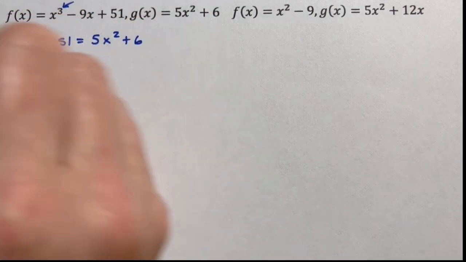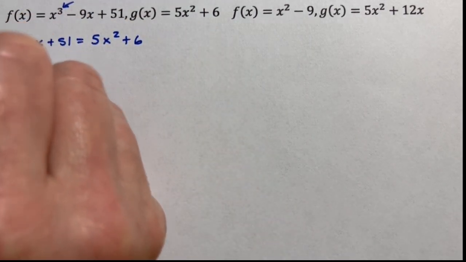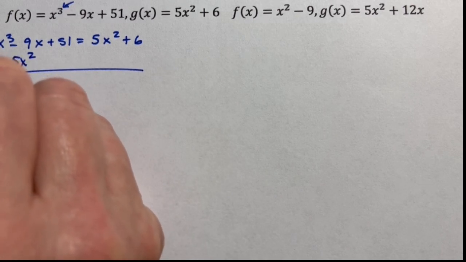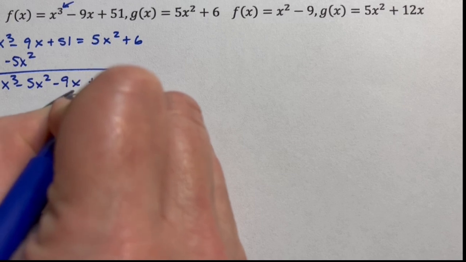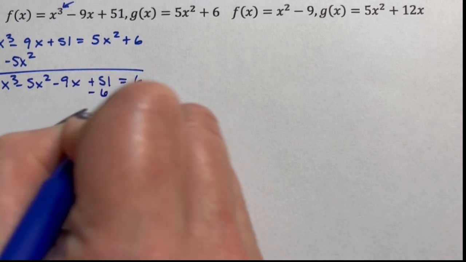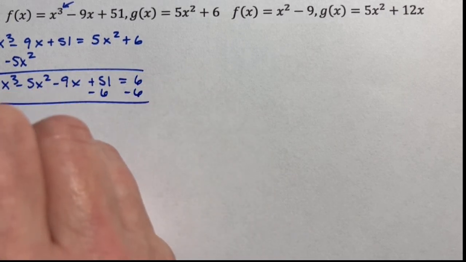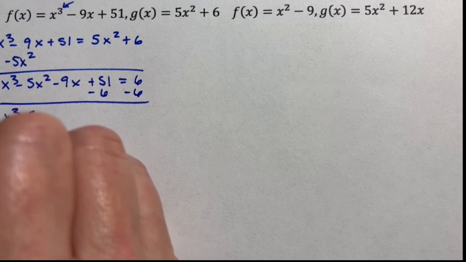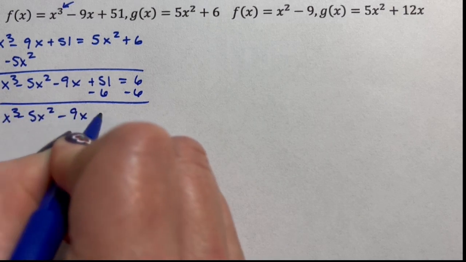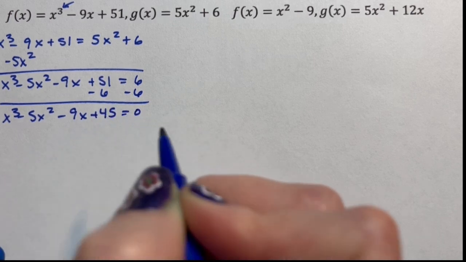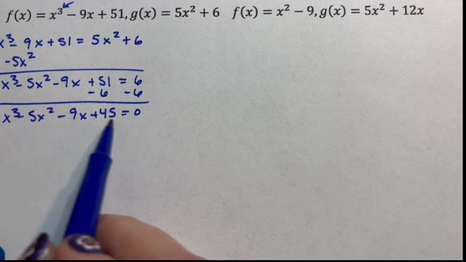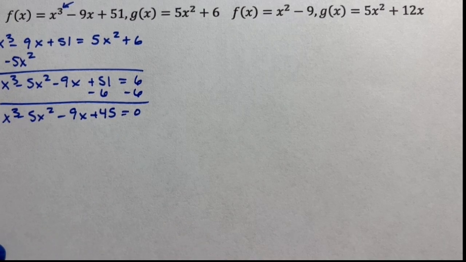So I'm going to start by subtracting the 5x squared. X cubed minus 5x squared minus 9x plus 51 equals 6. Subtract the 6 over. X cubed minus 5x squared minus 9x plus 45 equals 0. Okay. We have 4 terms. Anytime there is an even number of terms, factor by grouping.